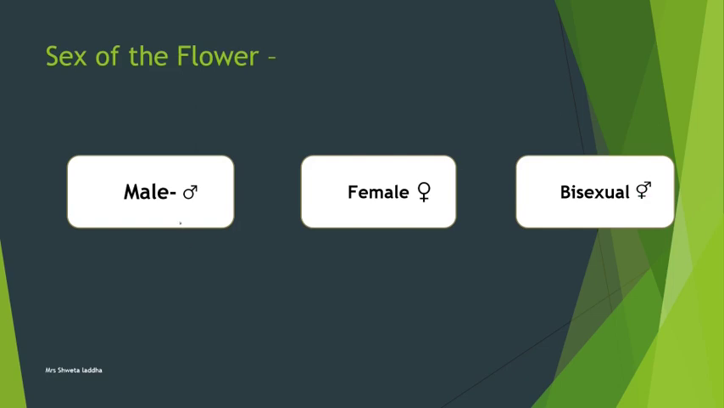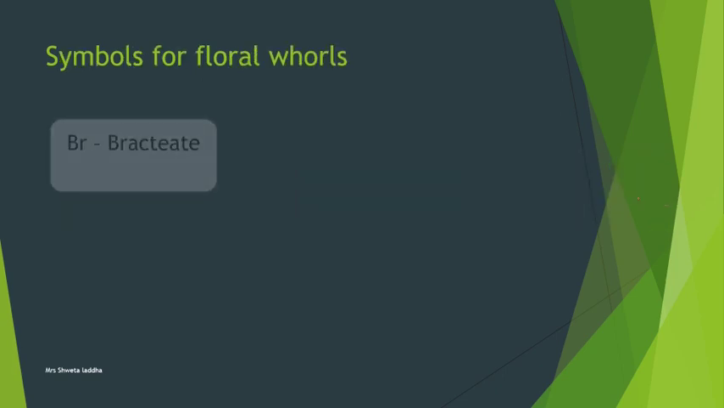So a male flower, staminate flower, is shown by this symbol, a female flower, pistillate flower, is shown by this symbol, that is, these are unisexual flowers, and a bisexual flower is shown by this symbol. So these symbols are representing the sex of the flower. Symbols for the floral whorls.